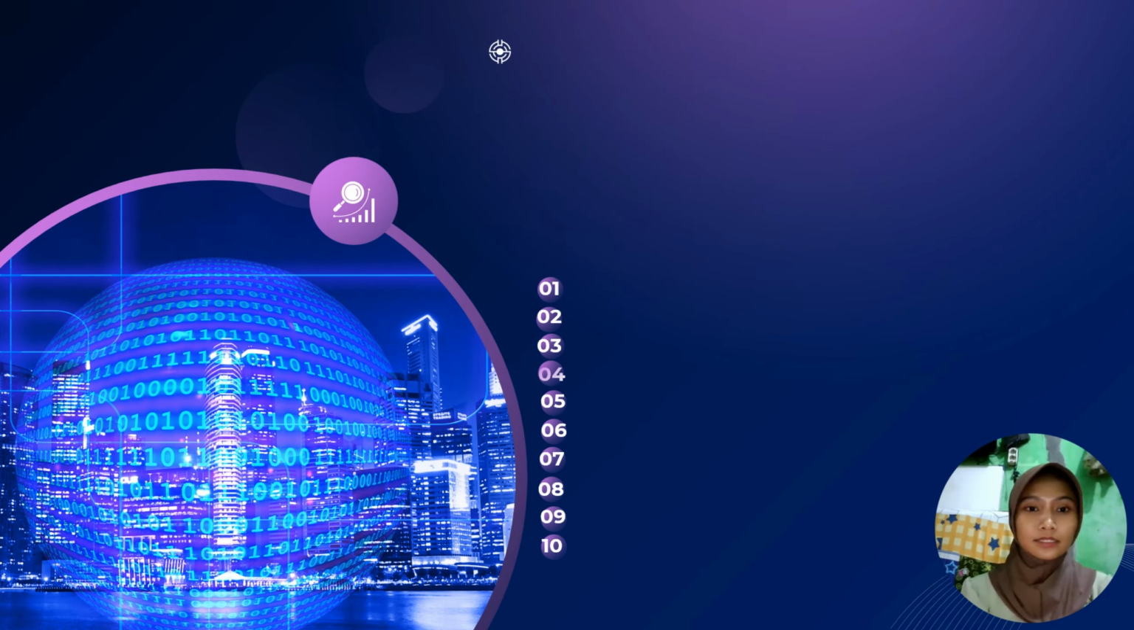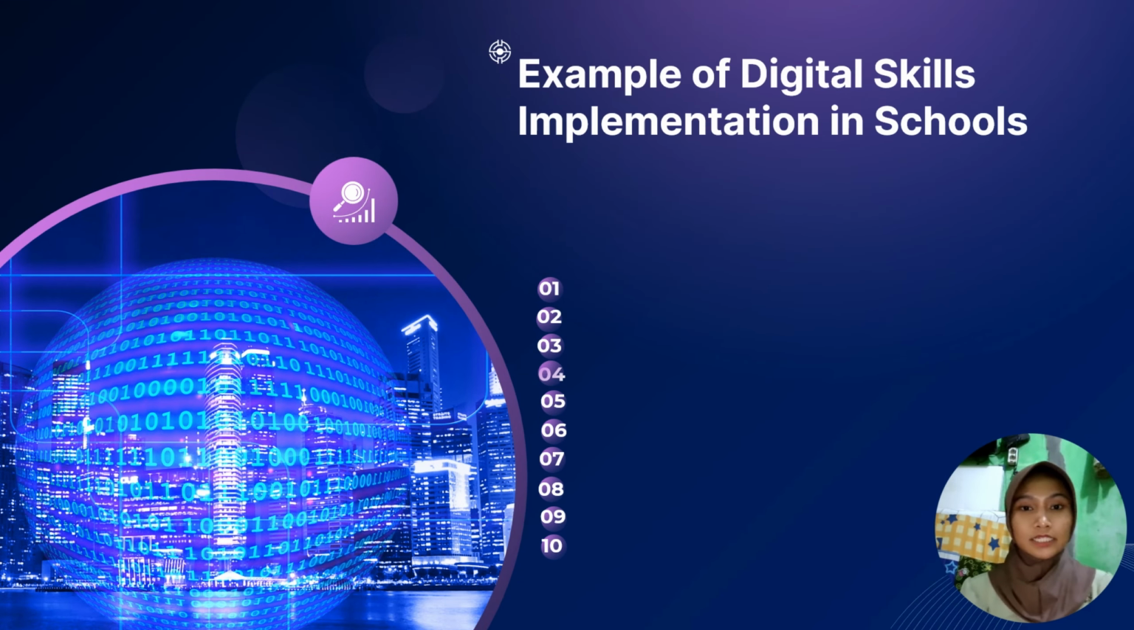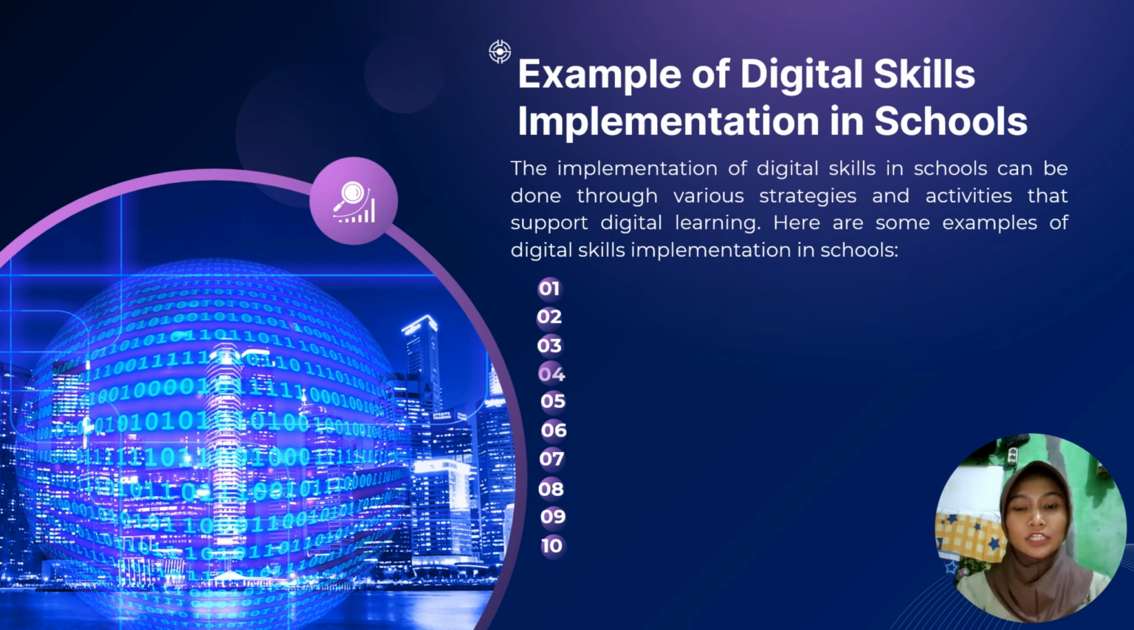In the next slide, examples of digital skill implementation in school. The implementation of digital skills can be done through various strategies and activities that support digital learning. Here are some examples of digital skill implementation in school. Number one, using a learning platform. Using a learning platform as a learning medium to improve the effectiveness and efficiency of learning.